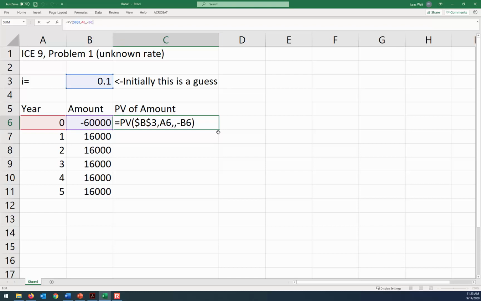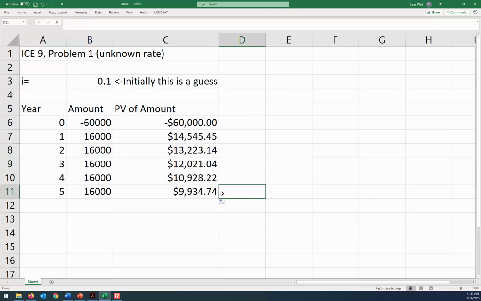If I drag this formula down by the corner, you see the little extra green that's in the lower right corner there. If I grab that and drag it down, then it's going to find the present value of each one of these years. Now you'll notice it changes. Each year it's getting lower and lower and lower. And the reason why is that it makes perfect sense.